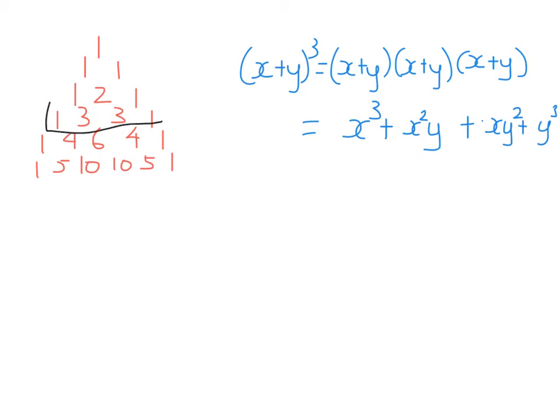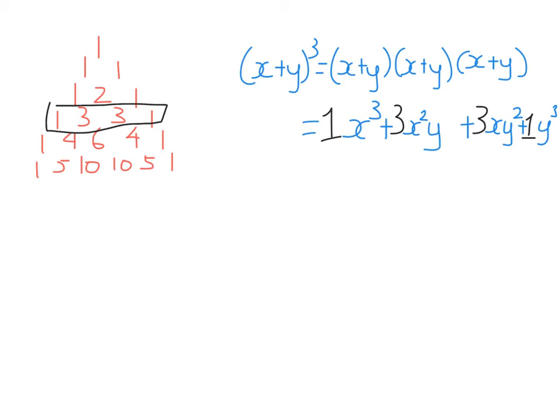So I'm going to look at these numbers here: 1, 3, 3, 1. They are the coefficients of the expansion. 1, 3, 3, 1. This is exactly what I would have got if I did this ridiculous expansion that took me ages. It's just a quick way to do it.